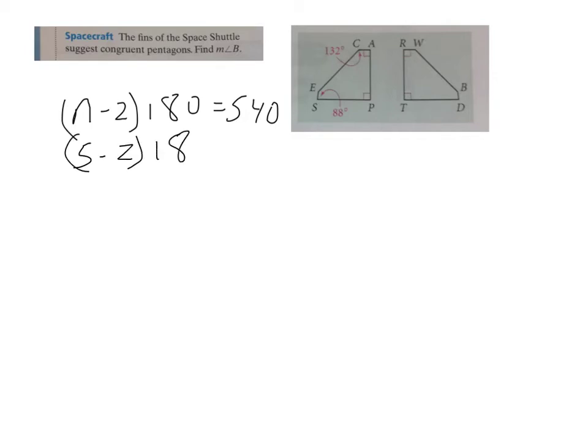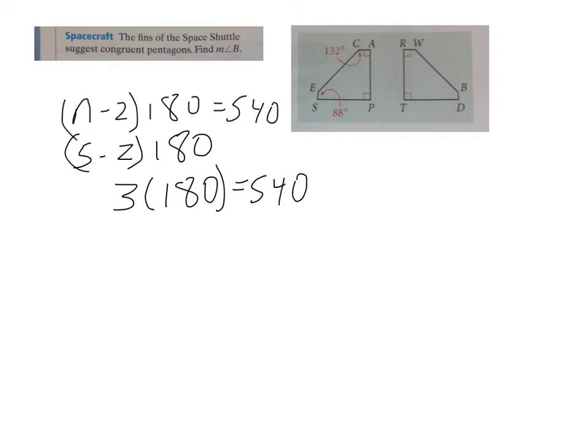Please pause the video while you try to figure this out. Hopefully you remember that the sum of the interior angles for any convex pentagon is going to be n minus 2 times 180, which is 5 minus 2 times 180. So 3 times 180, which is 540.